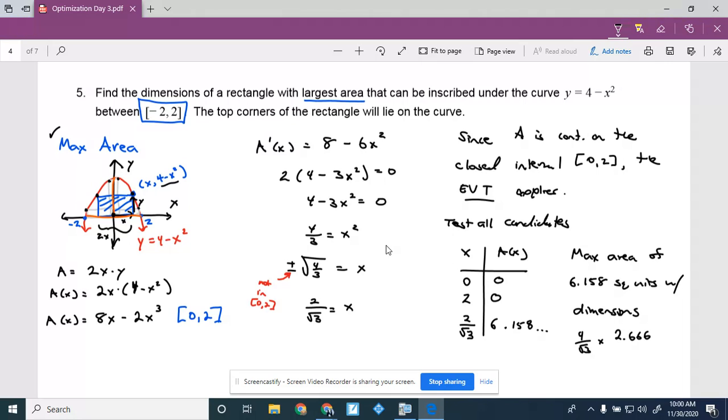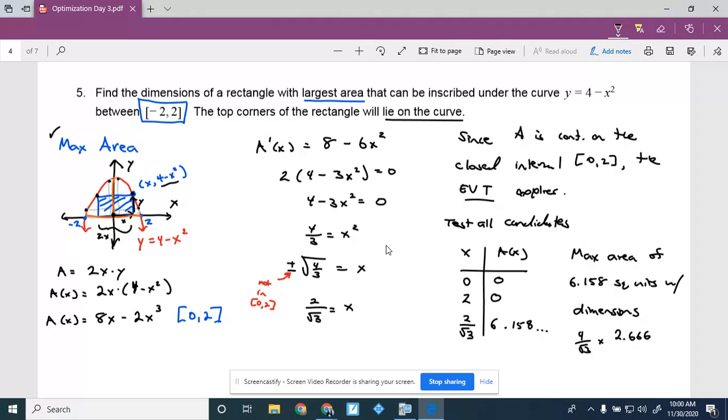So what would the base be? You can see I labeled it. It would be 2x, because 4 minus x squared is symmetric about the y-axis. It's an even function, so if this is x, this is x. So the base is actually 2x. The height would be y, the y value on that curve, because it says that top vertex lies on the curve. So the area is going to be 2x times y.